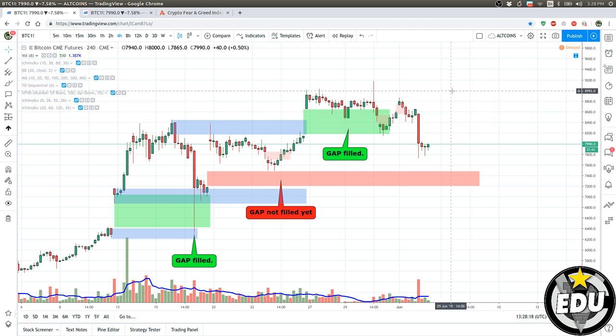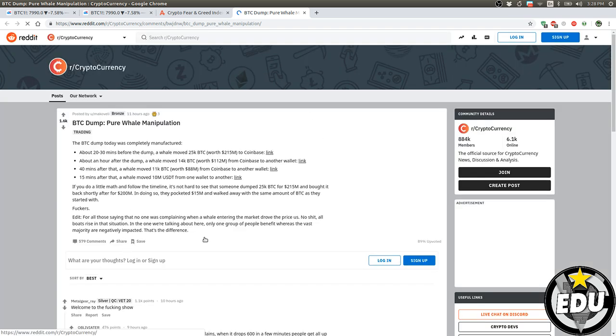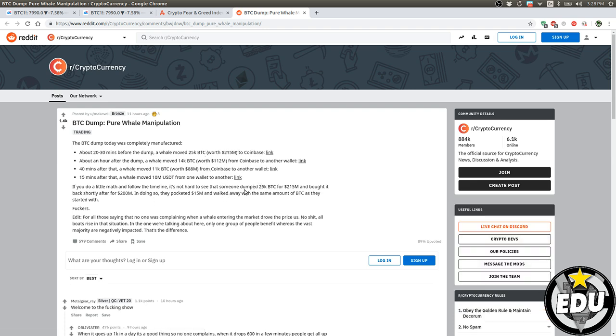So there was this article on Reddit that was talking about what happened today. BTC dump, pure whale manipulation. They were moving 215 million. So they dumped on their buy limit, and they actually made 50 million doing that. They probably shorted on BitMEX also. They actually bought the same amount of BTC, 15 million cheaper.